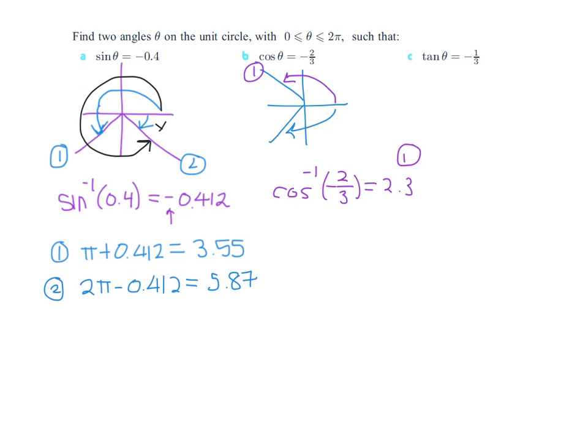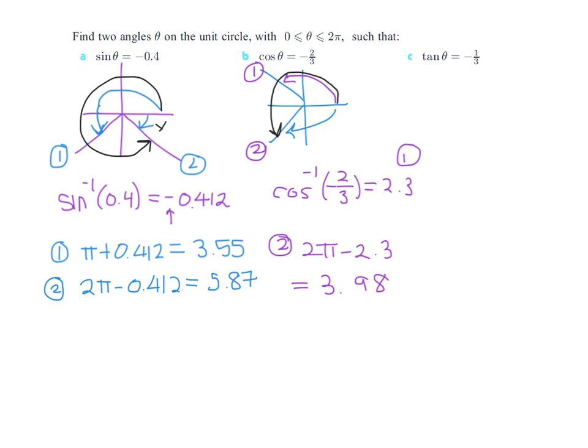So in order to find it, starting at the x-axis, go around counterclockwise, we have to subtract from 2 pi. So the second one will be 2 pi minus 2.3, which then returns the value of 3.98.